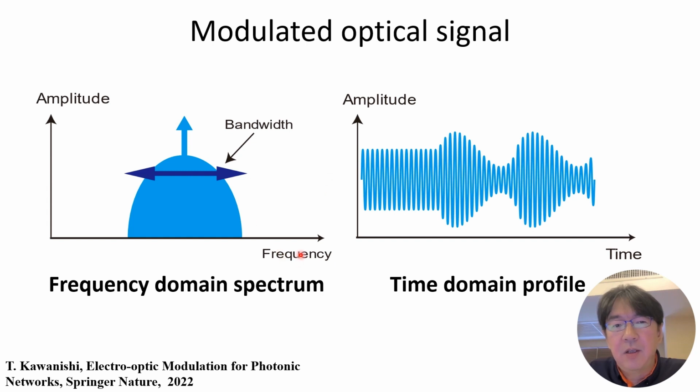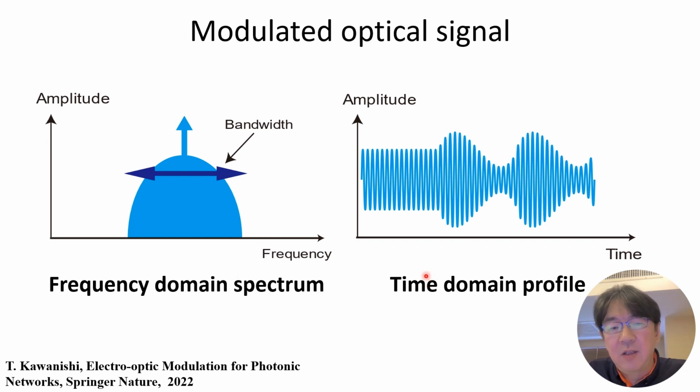So the modulated signal would have a spectrum like this. It has the distributed spectrum, and we can define the bandwidth of the signal. In other words, the signal with the information would have some finite bandwidth, as you can see here.